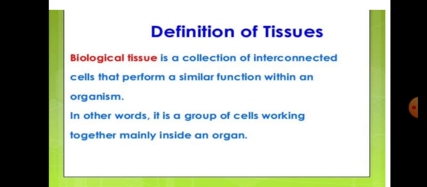So tissues are present only in multicellular organisms. Yes, already we have studied in our previous classes about multicellular organisms as well as unicellular organisms. Multicellular organisms are the organisms which are made up of many cells, more than one cell. And what are unicellular organisms? Uni means single-celled organism. So tissues are present only in multicellular organisms and they are absent in unicellular organisms.